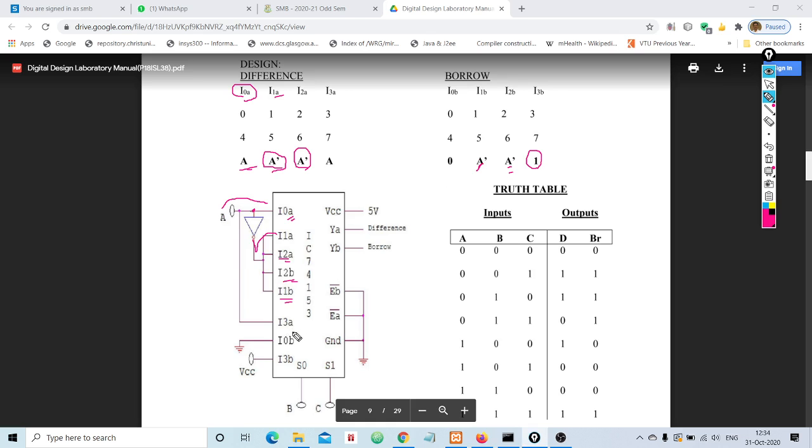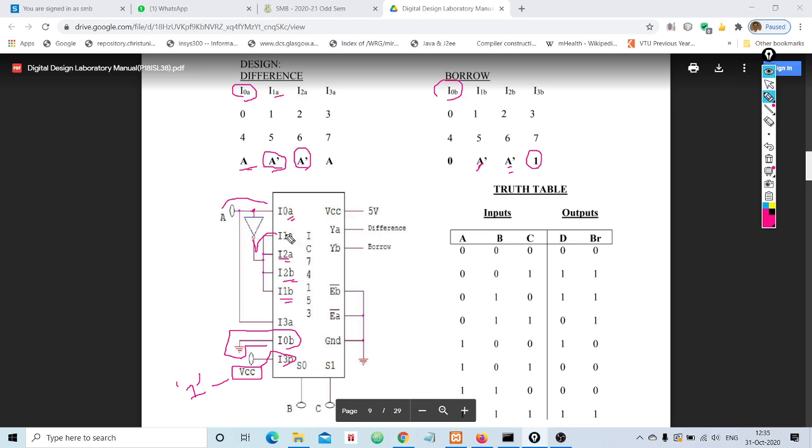And for I3B, we need to supply 1. Where is I3B? Can you see here, I3B, we have connected to VCC. VCC means, remember, 1. Ground means 0. And for I0B, what do we need to supply? 0. Where is I0B? Can you see here, I0B we have connected to ground. So like this, we need to do the connection.